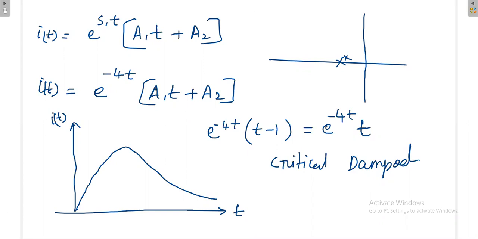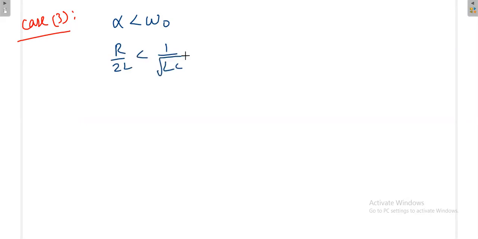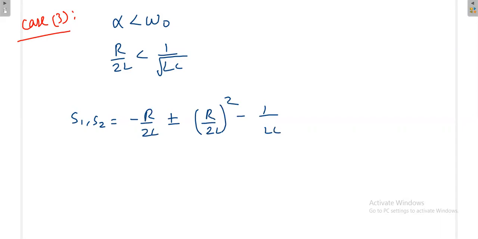So next one is case 3. In case 3, the alpha value is less than omega naught. That means r by 2l is less than 1 by square root of lc. Once the situation is like this, what would be the value of s1 comma s2? S1 comma s2 in general is r by 2l plus or minus square root of r by 2l whole square minus 1 by square root of lc whole square.